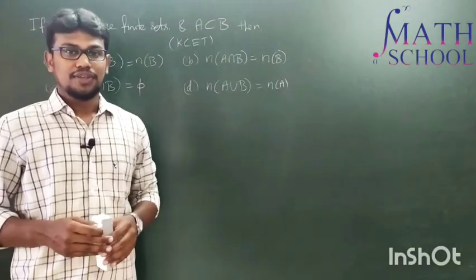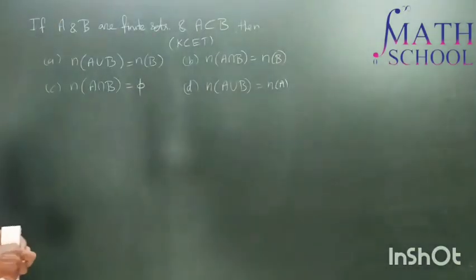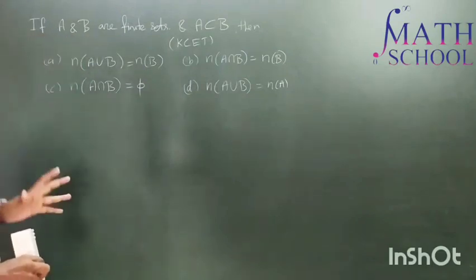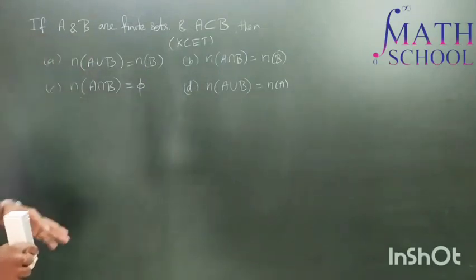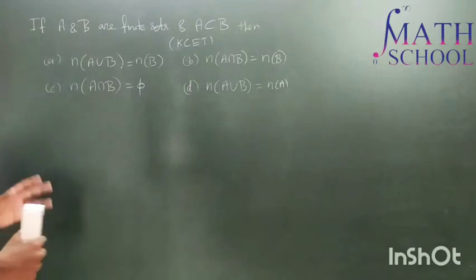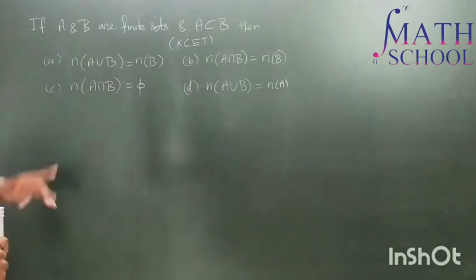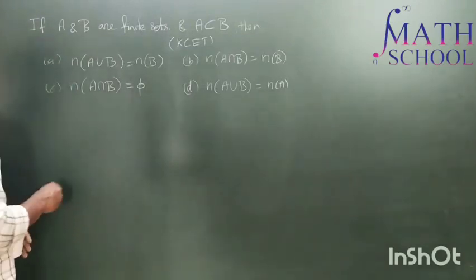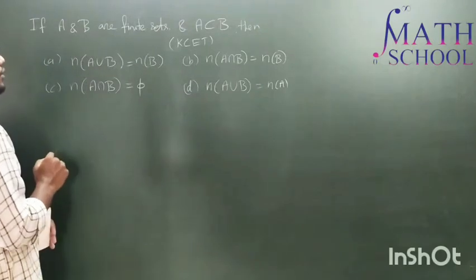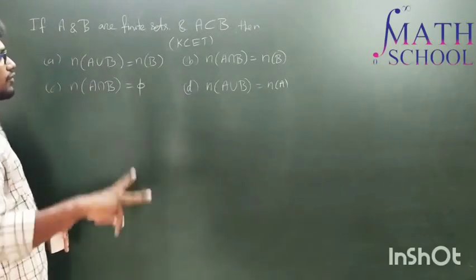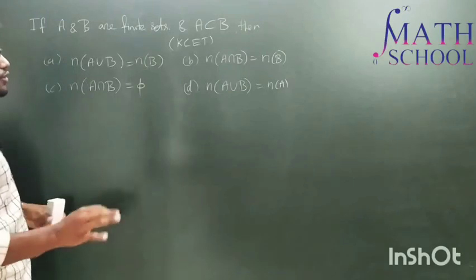Hello everyone. So today's problem is: if A and B are finite sets and A is a subset of B, then what can we conclude? Options are given. This is a question from the Karnataka CET exam. Our given data are that A and B are finite sets and A is a subset of B.